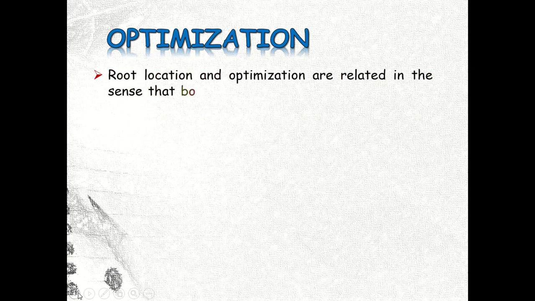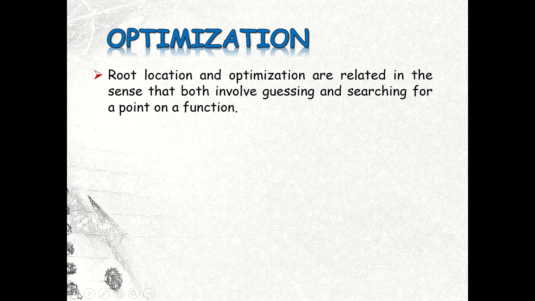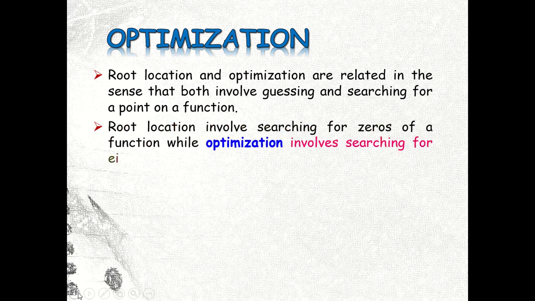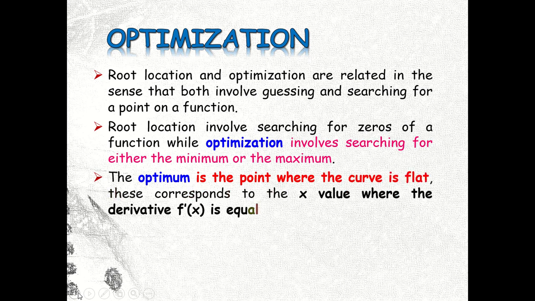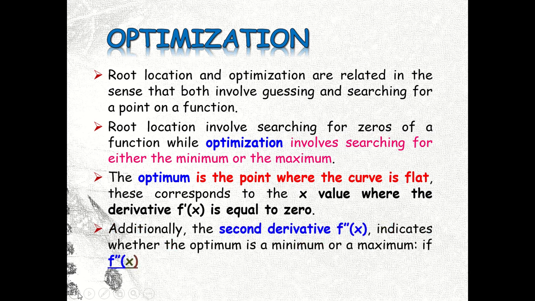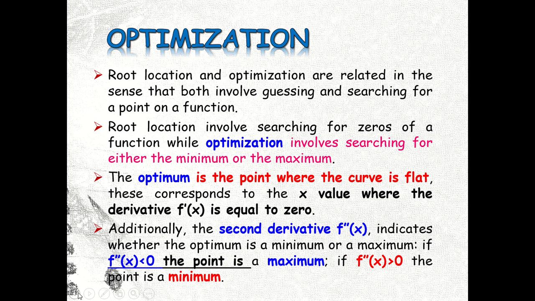Okay, so the root equation and optimization are related in the sense that both involve guessing and searching for a point on a function. Root location involves searching for zeros of a function, while optimization involves searching for either the minimum or the maximum. So the optimum is the point where the curve is flat. This corresponds to the x value where the derivative f prime of x is equal to 0. Additionally, the second derivative f double prime of x indicates whether the optimum is a maximum or a minimum.